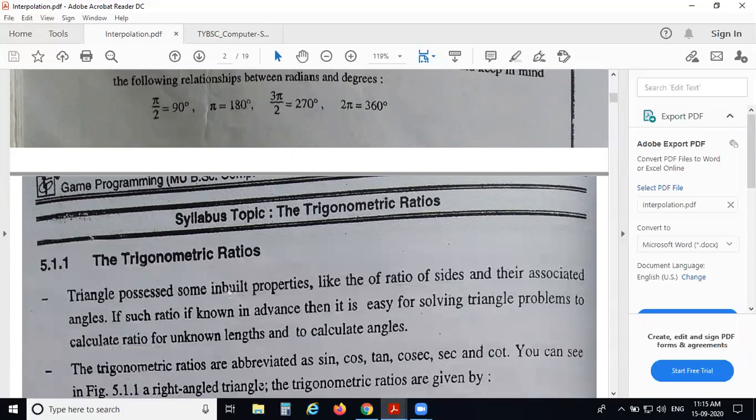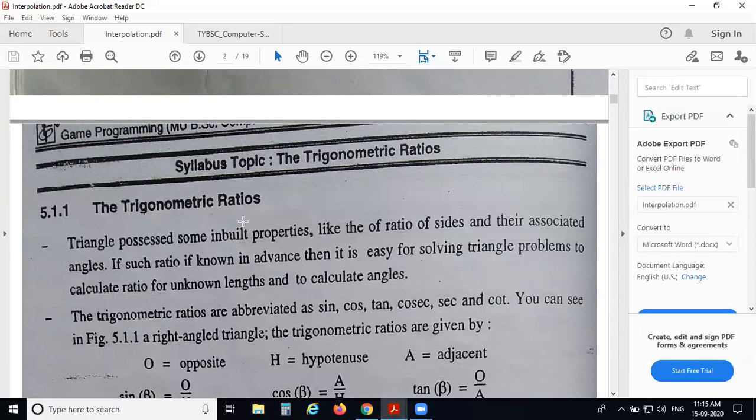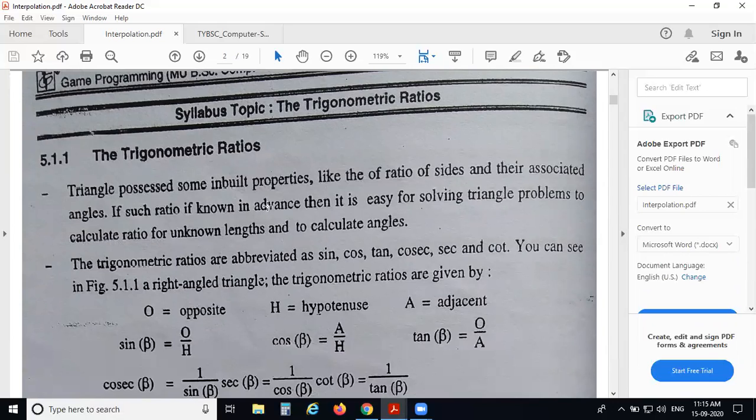Then the next point is trigonometric ratios. A triangle possesses some inbuilt properties like the ratio of sides and their associated angles. If such a ratio is known in advance, then it is easy to solve triangle problems, to calculate ratios for unknown lengths and to calculate angles. For calculating angles or ratios, trigonometric ratios are used. There are different types of trigonometric ratios, such as sine, cos, tan, cot, sec, and cosec. You studied these trigonometric abbreviations in 11th maths.